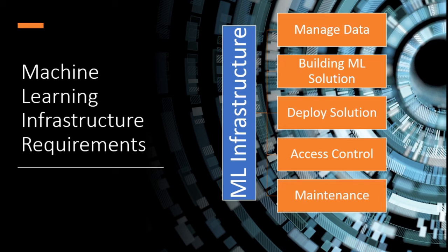Finally, we should be able to maintain our machine learning solution because sometimes your data will be updated. Sometimes we need to change the algorithm. Sometimes the scope changes. Sometimes the requirements change. So maintenance is another infrastructure requirement. All these infrastructure requirements can be achieved through a single platform called Azure. That's why Azure is an ideal platform for machine learning.